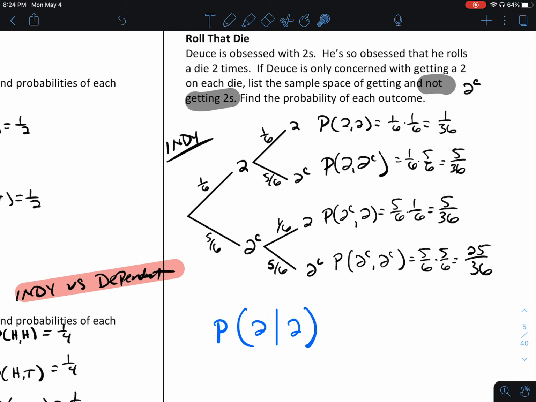So what that means is we follow the trail of they got a 2. Now we know this has happened. We know they've got a 2. So we ignore how we got there. We just start at this point. What's the chance that they get a 2? Well, it's 1 out of 6, because we already have that written on this tree diagram.